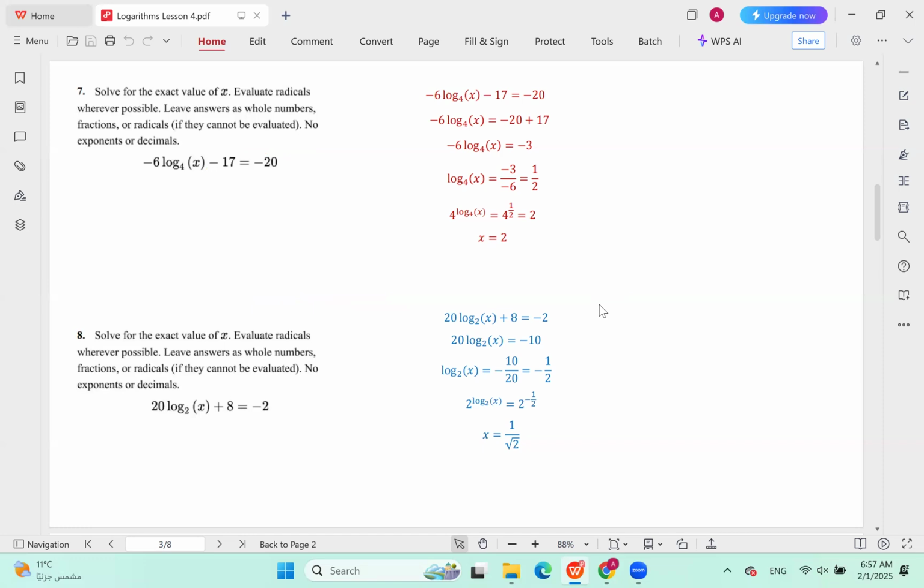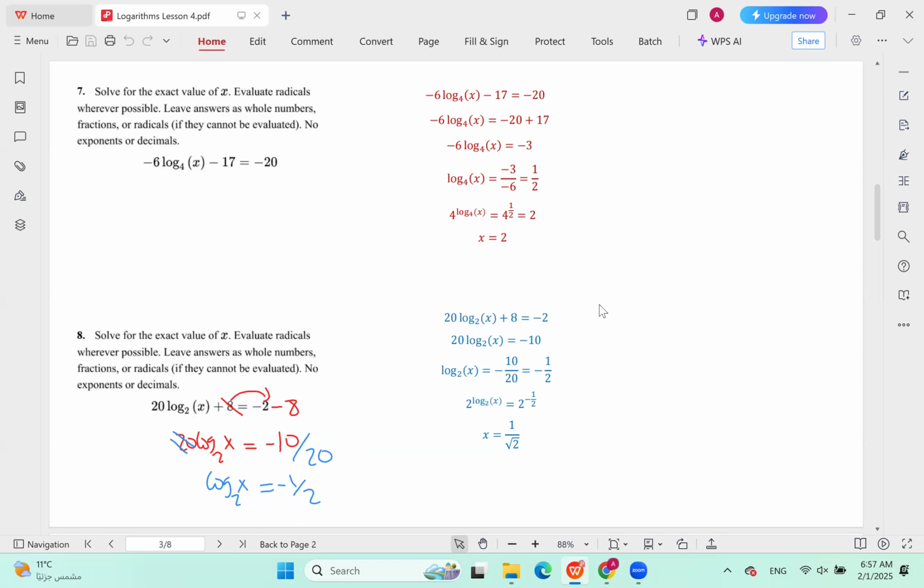For the fourth example, we're going to do the same thing. We're going to take the 8 here, so we get -8, which is -10. And on the left, we have 20 log base 2 x. So this 20 here can be taken to the other side with division, and this equals negative half. We have log base 2 x equals negative half.